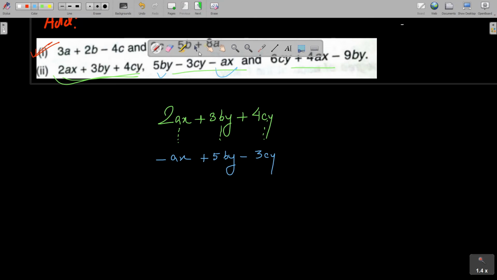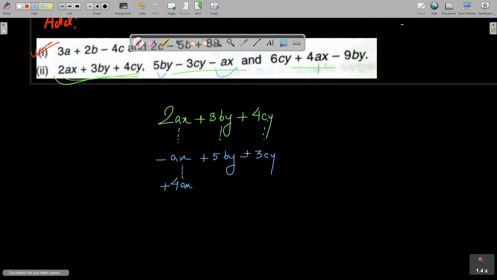Let's go with the third one. Where is the ax? It's given plus 4ax. We'll write plus 4ax just below it. by is minus 9by. We'll write minus 9by below it. Then we have cy, plus 6cy. So we'll write plus 6cy.